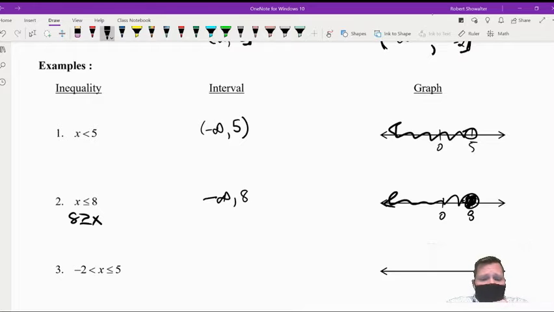So on the negative infinity, on an infinity, we always are going to have a parenthesis. And in this case, on the 8, we have it closed in, so we're going to do a bracket, okay, because it gets to the value 8.